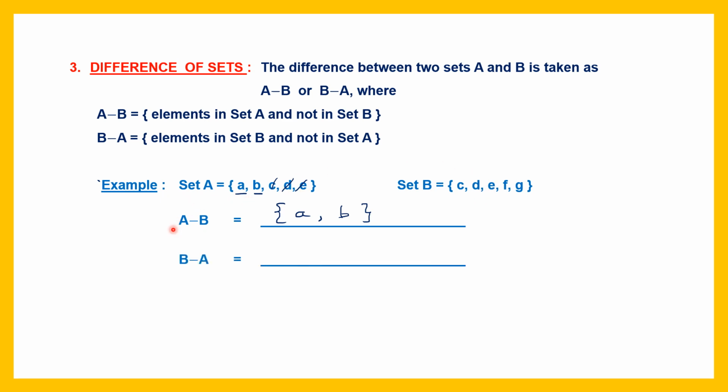Next is B minus A. This time we write all the elements of B which are not there in set A. So let's look at the elements in set B. C is there in set A, so we won't write C.